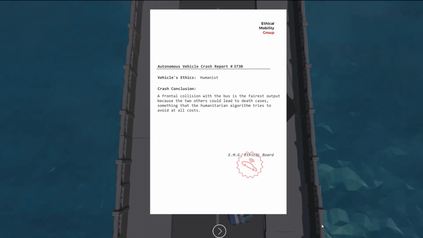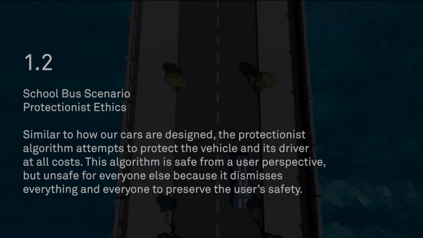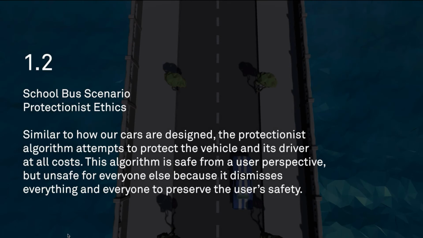So the obvious question is, well, how would other algorithms operate in the same scenario? We once again have the same school bus scenario. I'll pause the video here. This time, the protectionist algorithm is going to be used to operate the car.